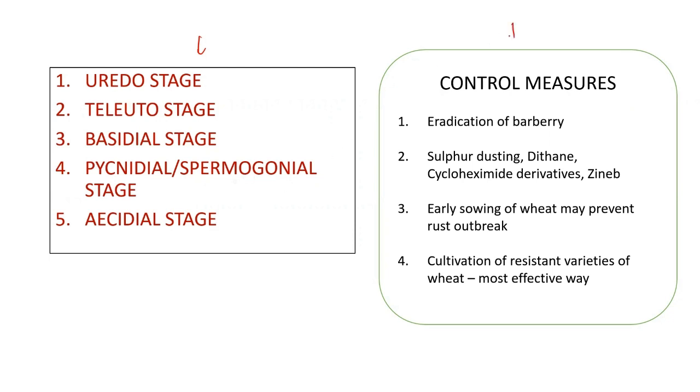Then what are the control measures? How we can control the spread of this Puccinia? That is eradication of alternative host, that is Barberry, or dusting with Dithane, cycloheximide derivatives, or Zineb. Then early sowing of wheat, because it infects at a particular stage of wheat. Then cultivation of resistant varieties of the plants or the host can also control the spread of Puccinia.